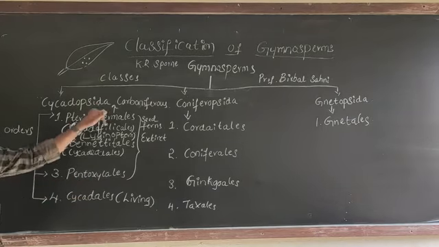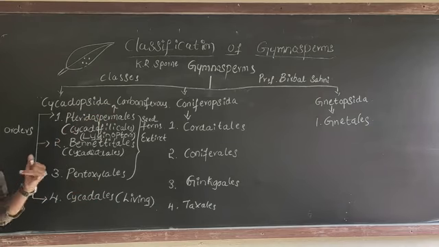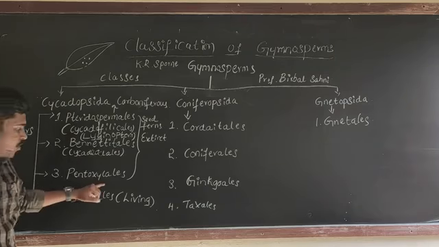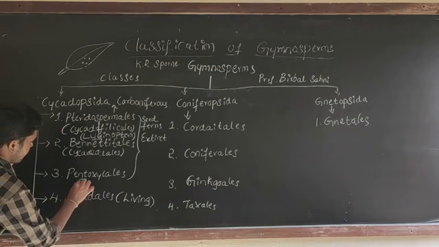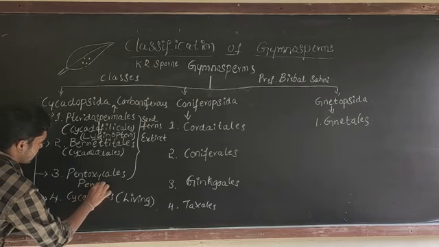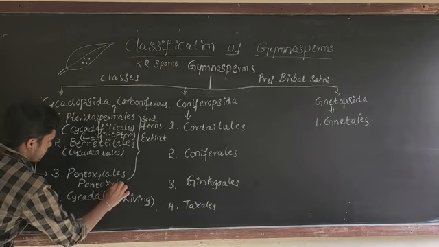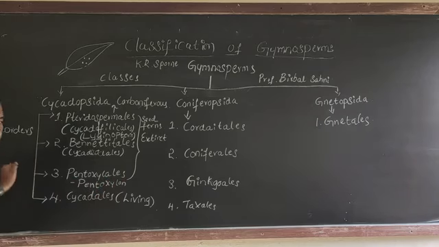They are present in the Carboniferous era, that is 250 to 200 years back. And the best example for this order is Pentoxylon.